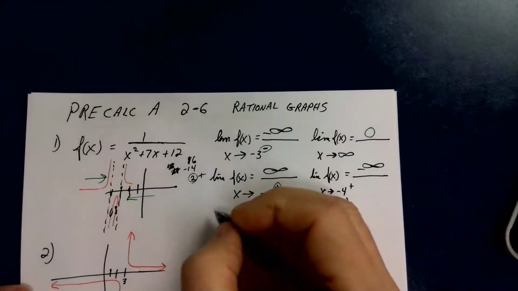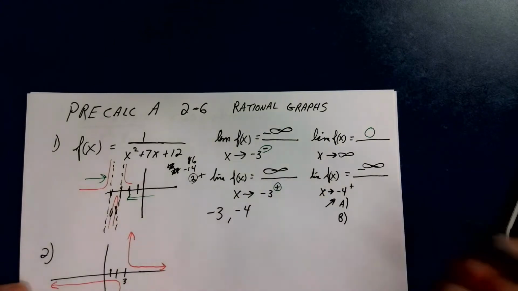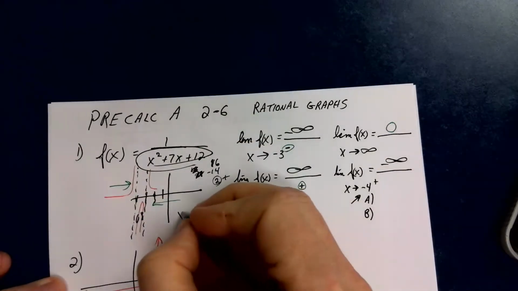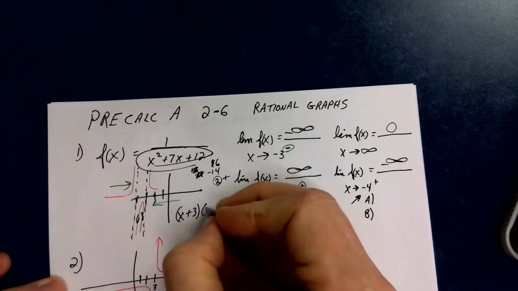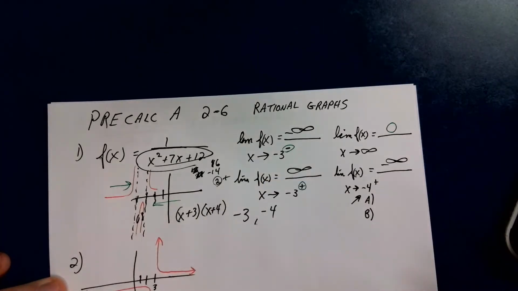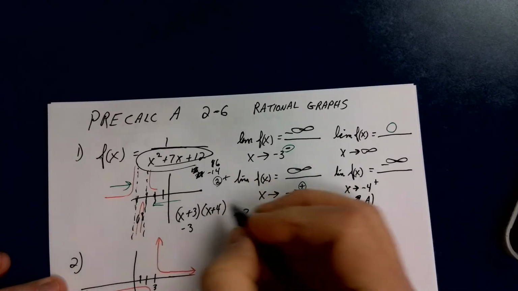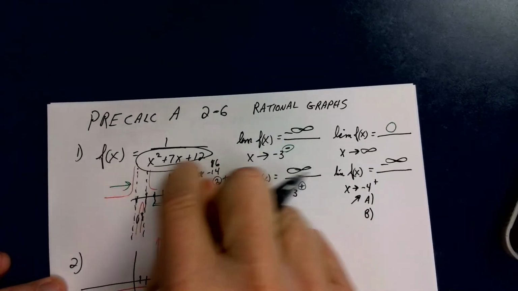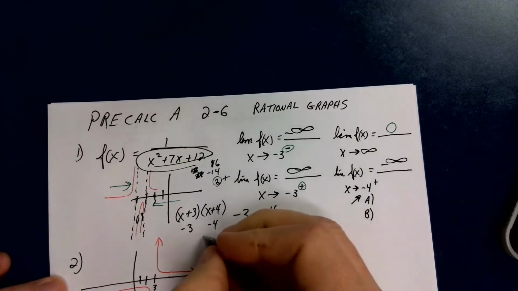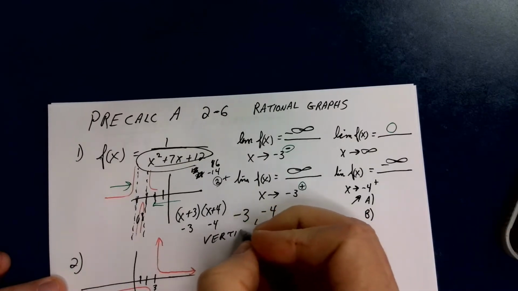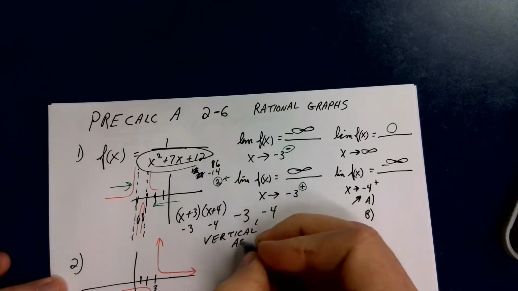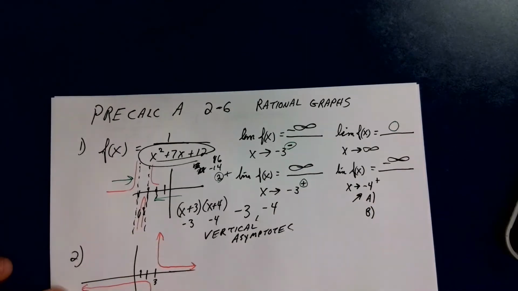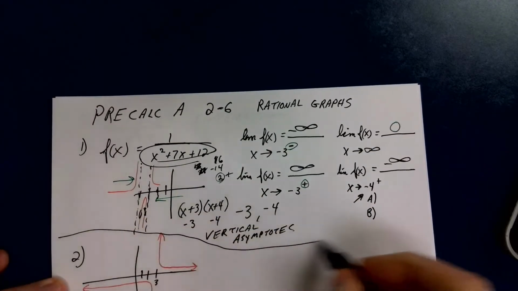So bigger picture, why do negative 3 and negative 4 do this? Well, if you take your original thing right here and take that denominator, you can see that it factors into x plus 3 and x plus 4, which means at negative 3 I would get a 0 in the denominator, and at negative 4 I would get a 0 in the denominator. And I can't have zeros in the denominator. Zeros in the denominator give me vertical asymptotes. Okay, so hopefully that worked for you guys.